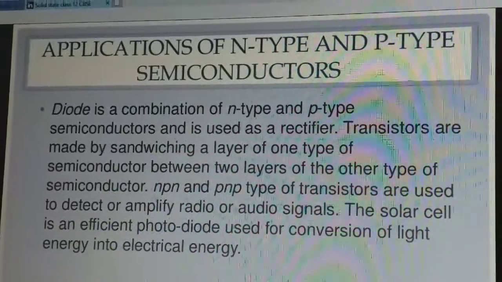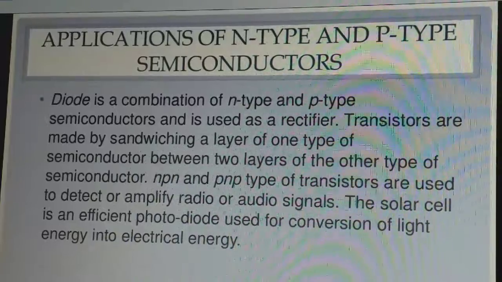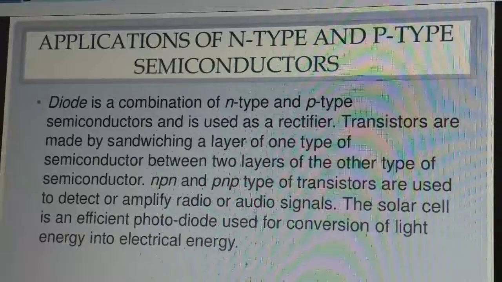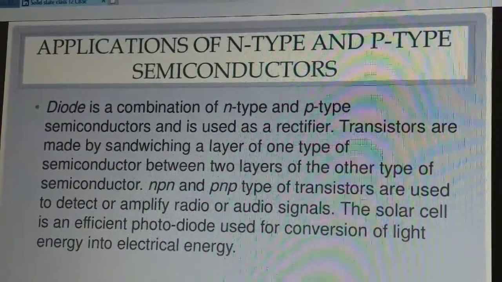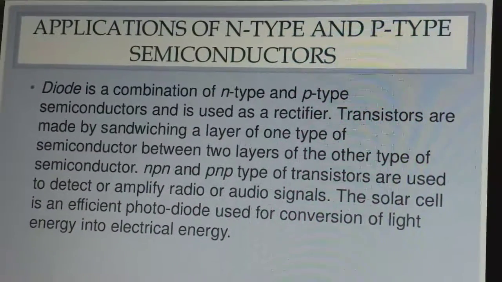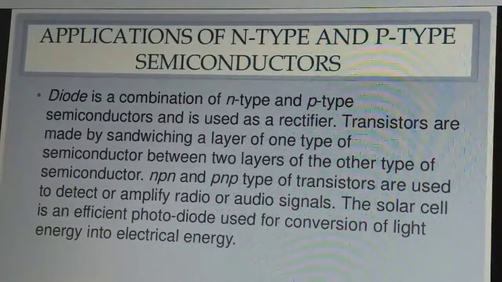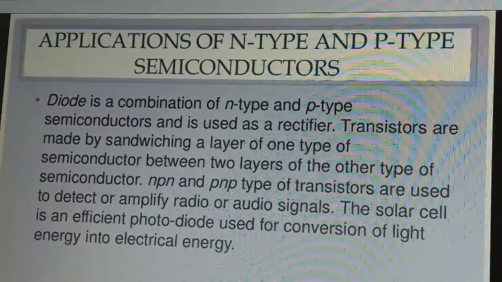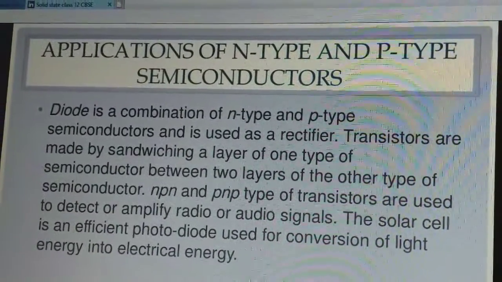Now, applications of N-type and P-type semiconductors, where you can use these semiconductors. A diode is a combination of N-type and P-type semiconductor. You might have studied in physics, it is used as a rectifier. And transistors are made by sandwiching a layer of one type of semiconductor between 2 layers of the other type of semiconductor. NPN and PNP type transistors are used to detect or amplify radio or audio signals. The solar cell is an efficient photodiode used for converting solar light energy into electrical energy. These are the applications of semiconductors.